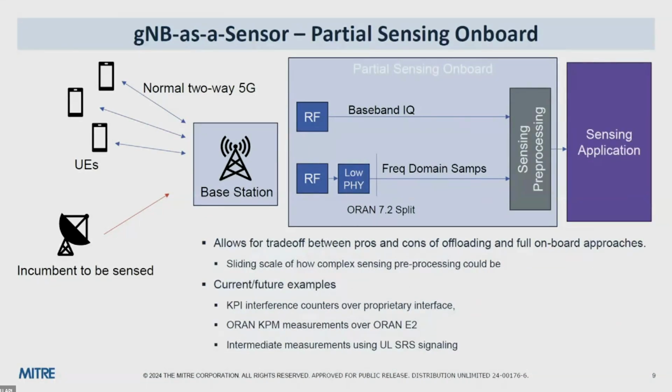Okay. We don't have to stick to these 2 extremes. It could also be that you could have some of the processing done in the Gnode B, and more complicated processing can be redirected to an external client. Okay. So that is the hybrid approach where you're probably going to get the benefits of both the approaches. So you don't have to do all the processing externally, or you don't have to do all the processing within the base station itself.